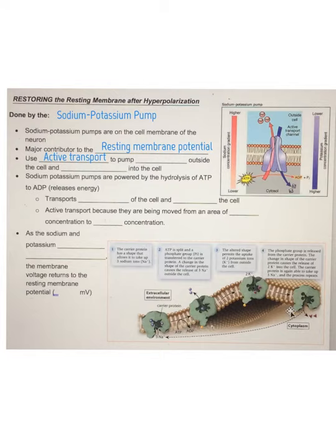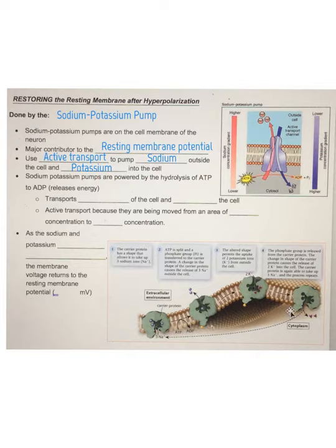So we use active transport, and we're going to pump sodium outside of the cell. We're going to get sodium to leave the cell, and we're going to pump potassium into the cell. Potassium needs to go in the cell and sodium needs to go outside of the cell. As I mentioned before, sodium-potassium pumps are powered by the hydrolysis of ATP. We break down ATP, breaking that bond, and we end up with ADP and an inorganic phosphate, and that releases energy for this pump to work.